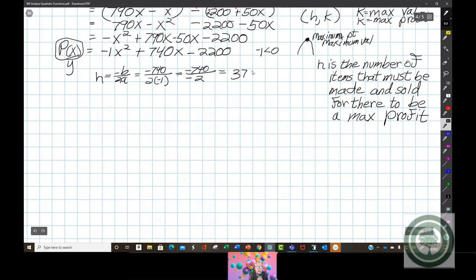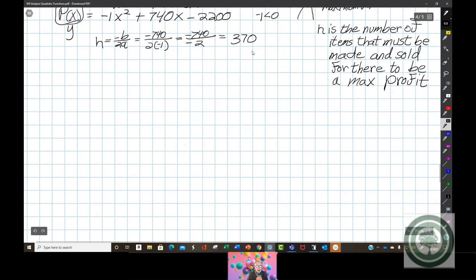So you need to make and sell 370 widgets. What's a widget? I don't know, it's kind of a made up thing. A number of items you're going to make and sell in order to achieve your maximum profit. Well, what is the maximum profit already? Well, it's P of 370, which is code for put a 370 in for every X. That's what your K is.